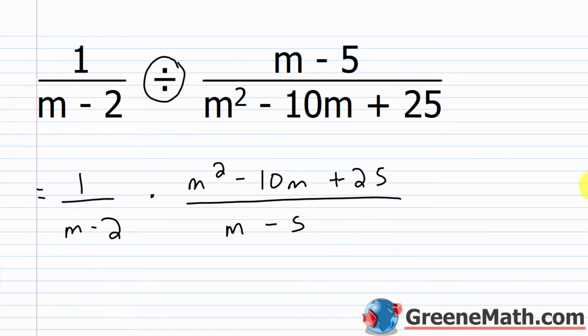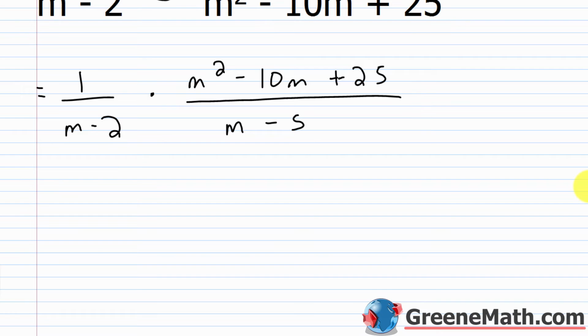Now, let's take a look at factoring the top. So we need two integers whose sum is negative 10 and whose product is 25. Well, negative 5 and negative 5 would be those two integers.